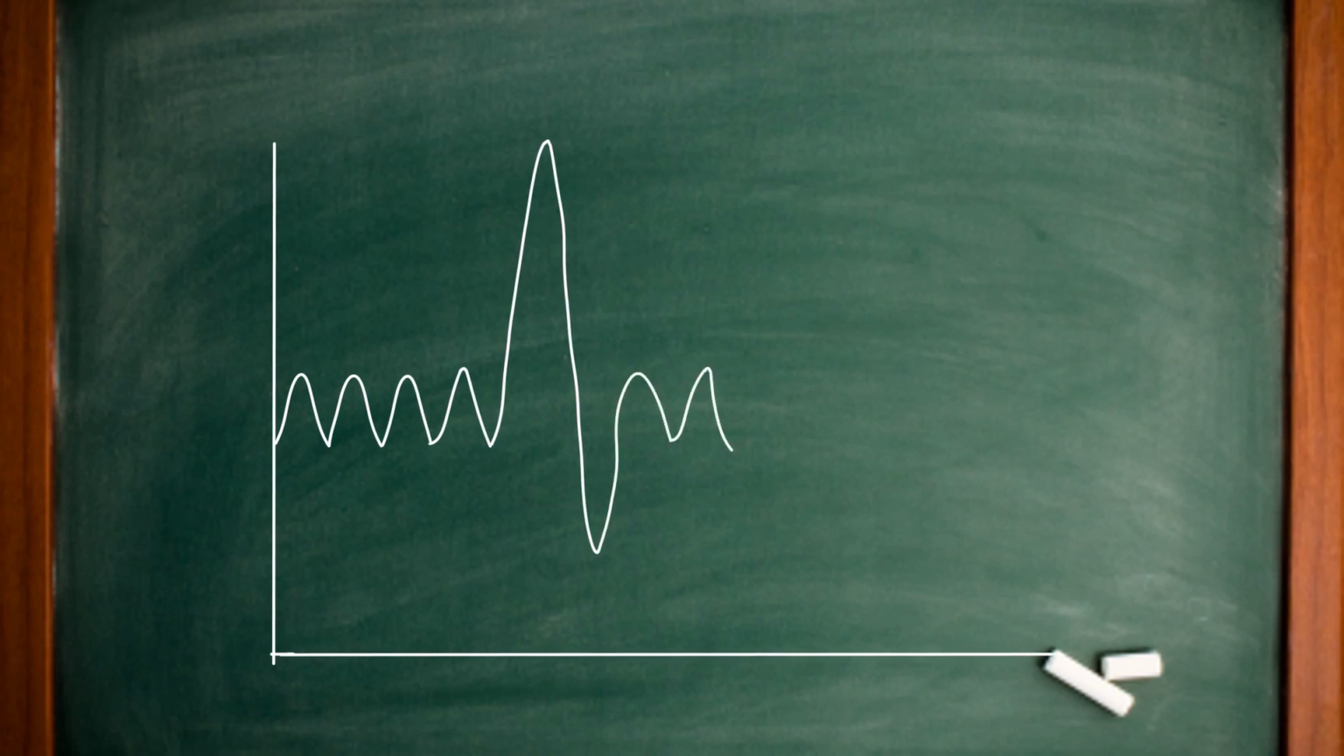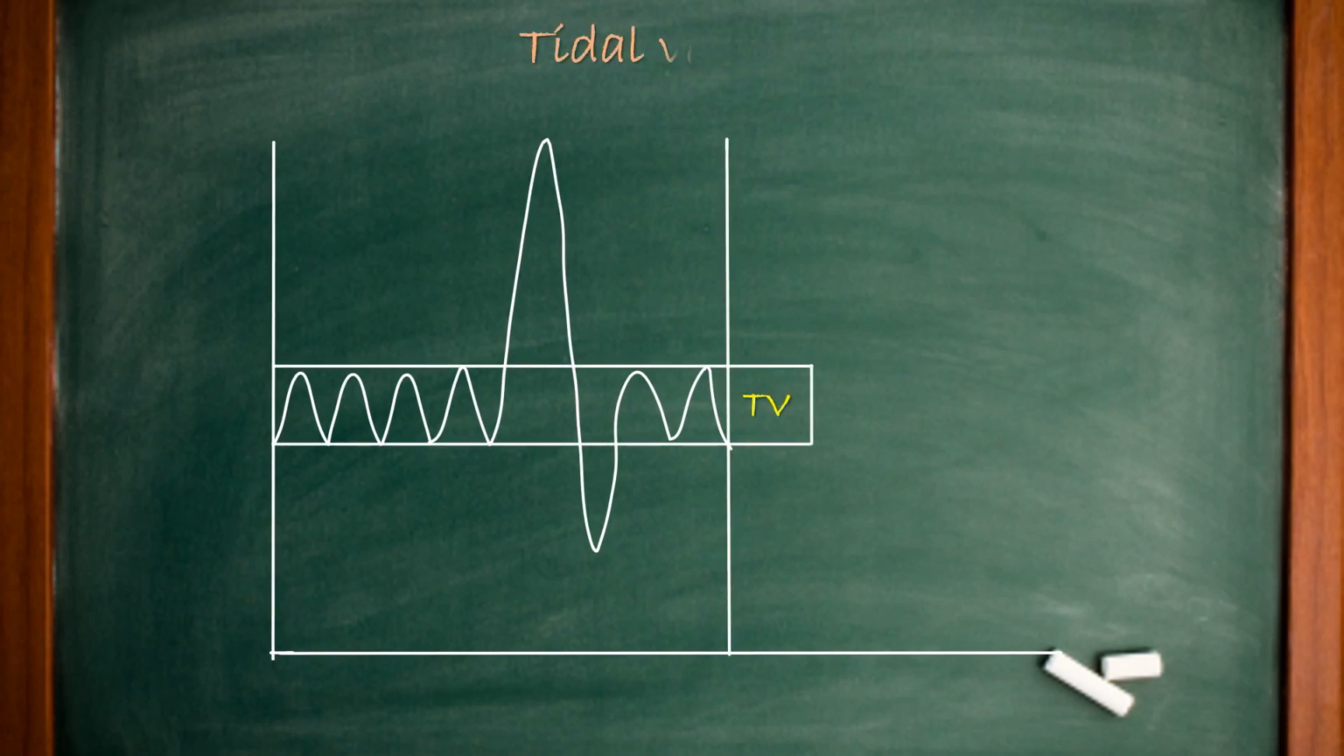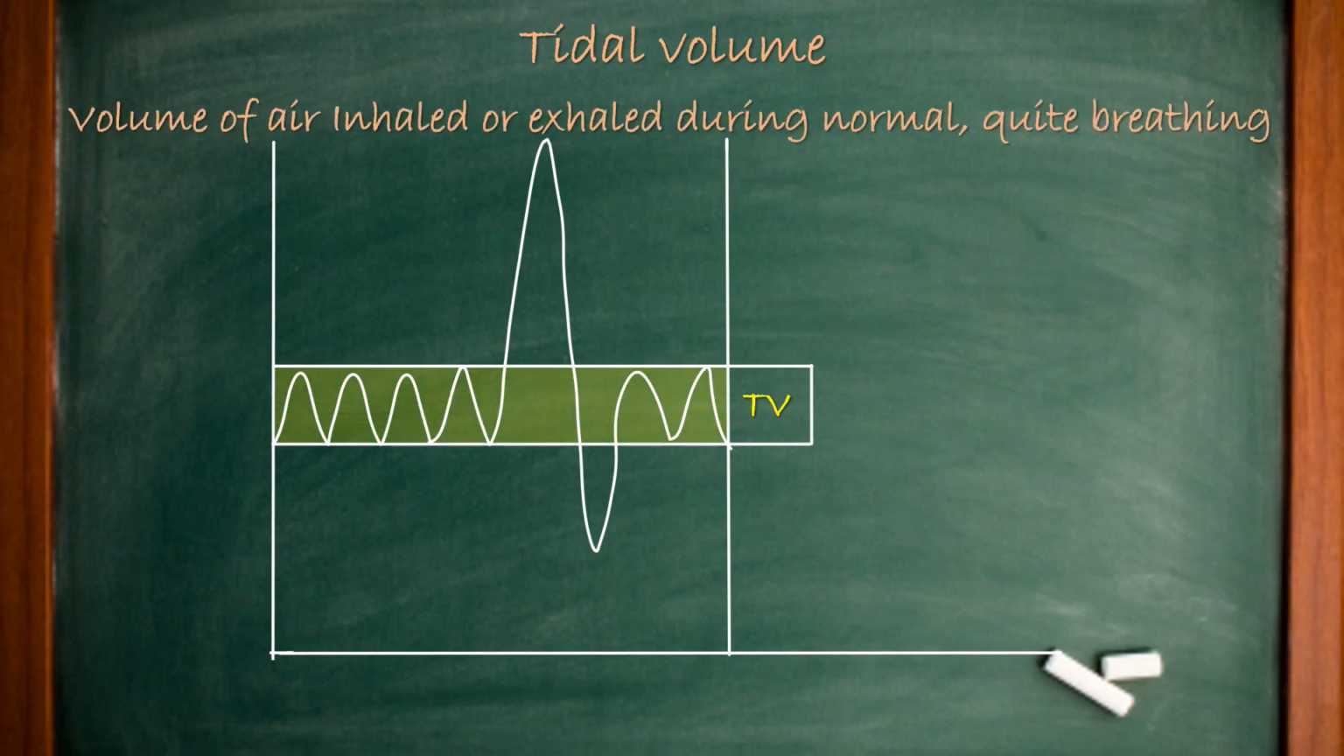So now that we have seen the graph, let us look at what these curves signify. The first volume that we see is known as the tidal volume, which is defined as the volume of air that is inhaled or exhaled during a normal quiet breathing. The normal value for this is about 500 ml or 6 to 8 ml per kg body weight.